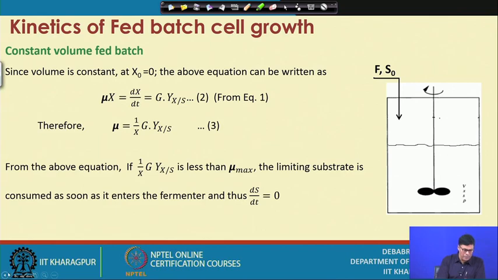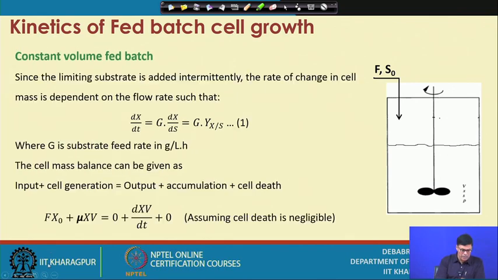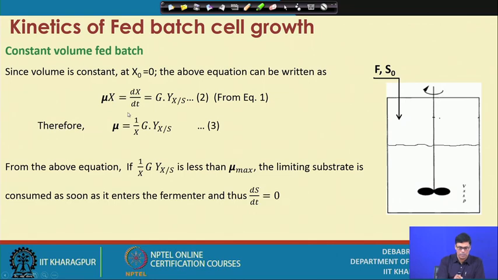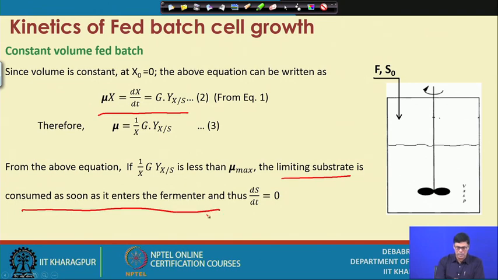Now, if you look at this equation, we can bring it back in this form. If we assume the volume is constant and X0 tends to 0, then the above equation may be written as mu X equals dX/dt equals G into Y_X/S. The mu will be what? 1 by X, G into Y_X/S. Now, 1 by X G Y_X/S is less than mu max, so the limiting substrate is consumed as soon as it enters the fermenter. Thus, dS/dt equals 0.